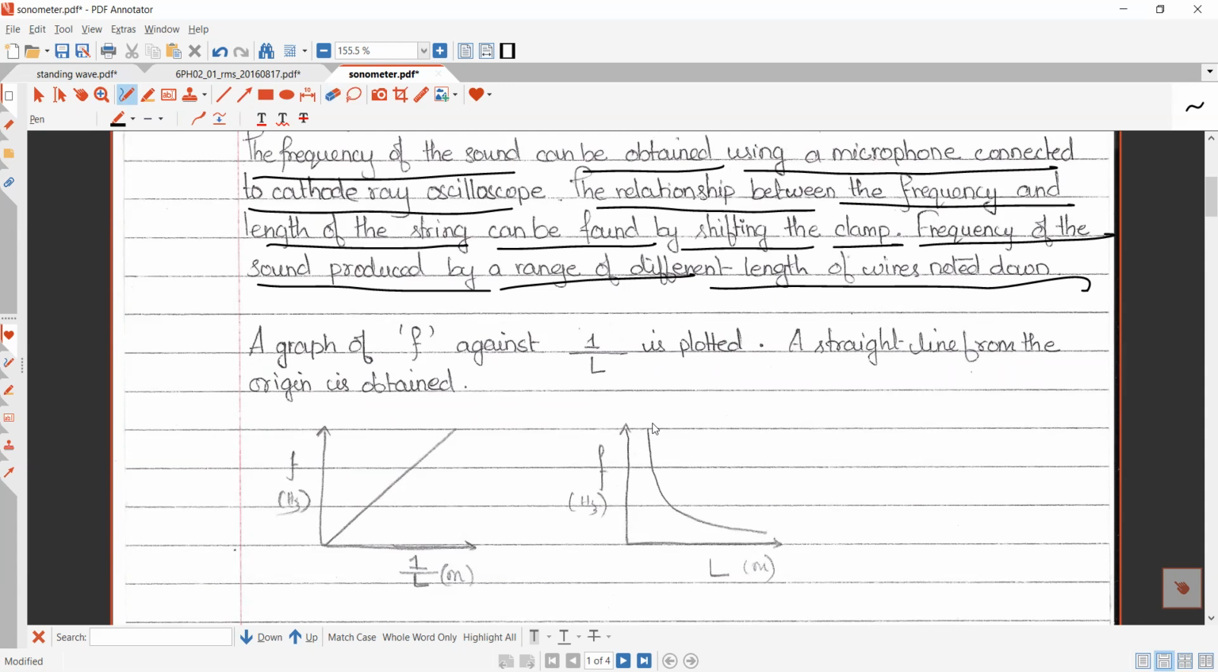How is this experiment done using a sonometer? Everyone? There are two graphs you're supposed to know by heart. Online, done? Yes, don't memorize blindly. Yes.